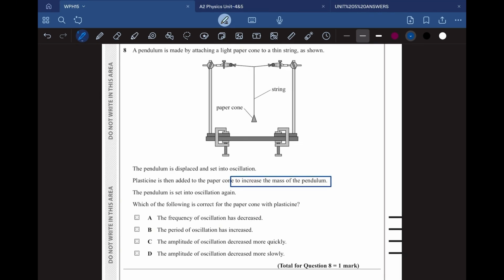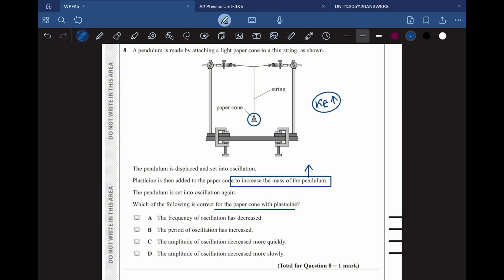So after increasing the mass, they have set the pendulum into oscillation once again. Which of the following is correct for the paper cone with plasticine? Now one thing that we will have to understand is that when you have increased the mass of the pendulum, now it will be oscillating. As you have increased the mass of the paper cone, the kinetic energy also increases, right?